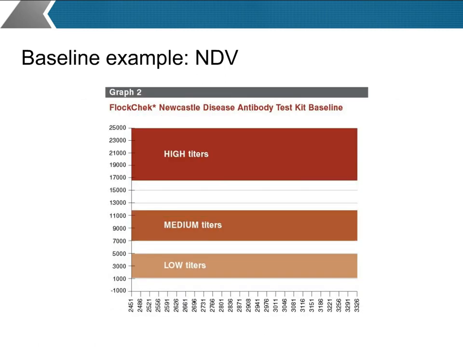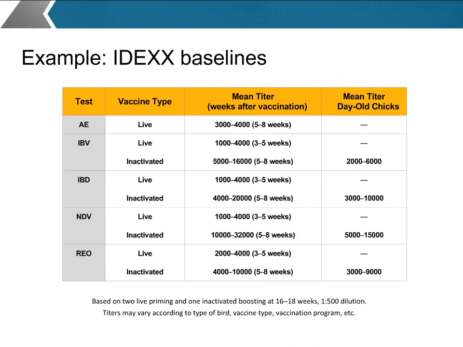It's important to note that not only are the values different between these two samples, this is a baseline for Newcastle, but the actual range within the high, medium, and low groups can be different as well. So you'll note that the high range is actually increased numerically and also increased in size here. And that's typical with different assays. So this may be what you'd see in a typical set of baselines that you would generate.